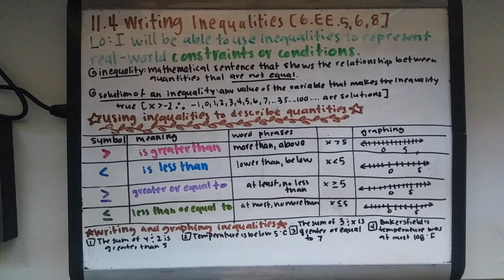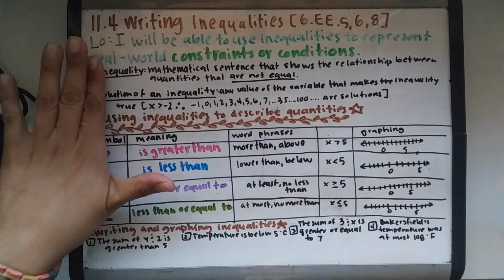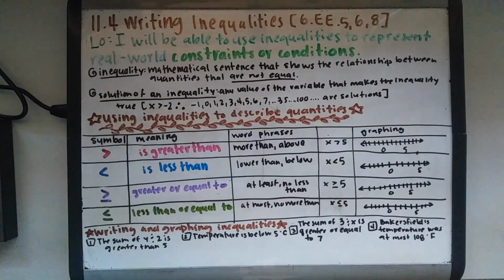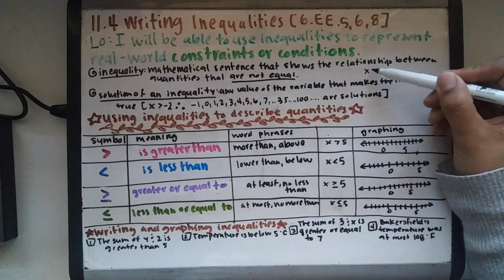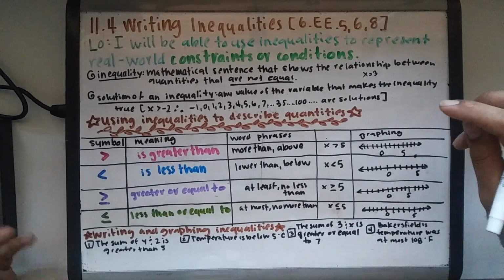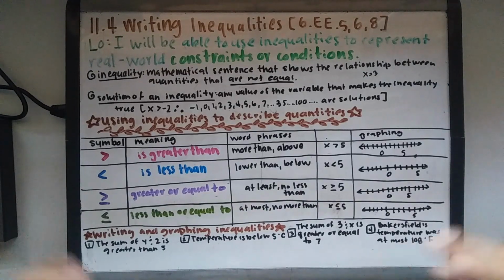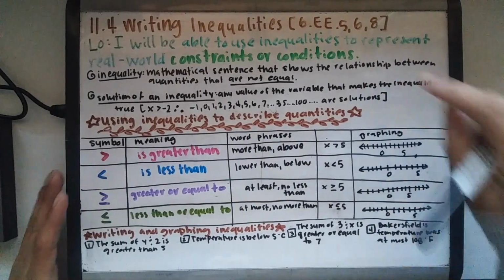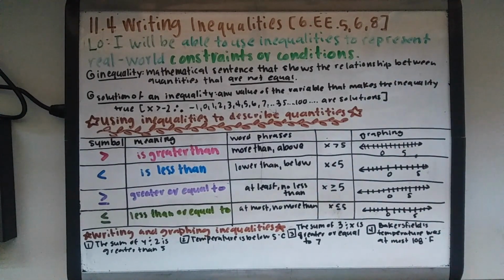We think about, for instance, injustice, not just. So, equality is the same and inequality will be not the same. So, this is just a mathematical sentence that shows the relationship between two quantities that are not equal. We're used to x equals 3. That's an equation, I'm sorry. But an inequality will be something that is not so much equal to or has some constraints.